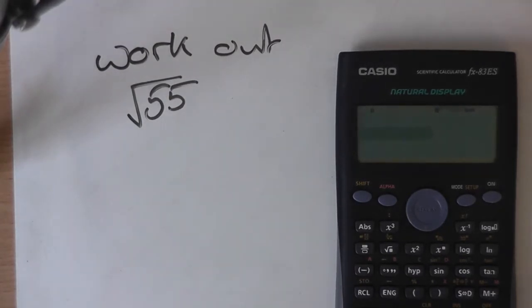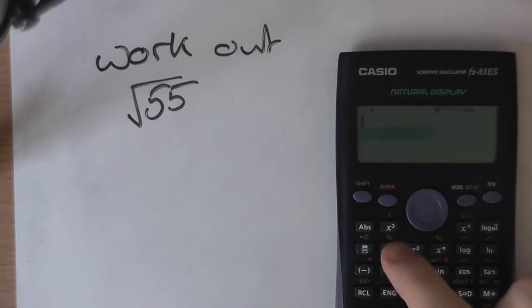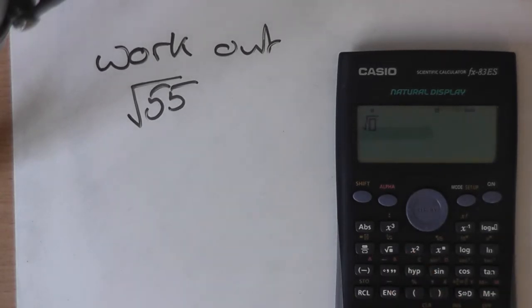So we've already seen that the square root of 36 is 6. What I need to do on mine is press the square root button, and then type the 36 and press equals, and that returns 6 as an answer.